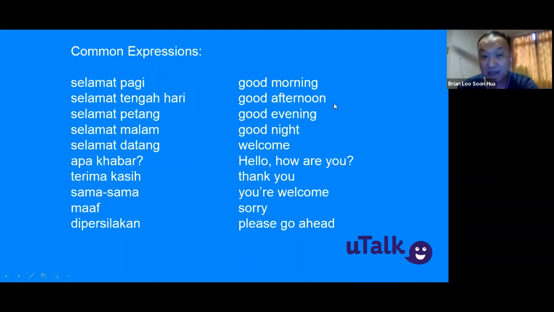And then we have selamat petang. So this is pronounced petang, which means good evening. In Malaysia now, it is just after 6 o'clock in the evening. So we are in petang, selamat petang. And selamat datang is welcome.